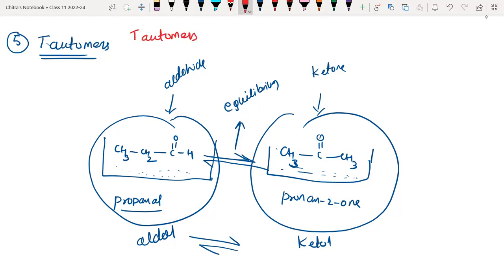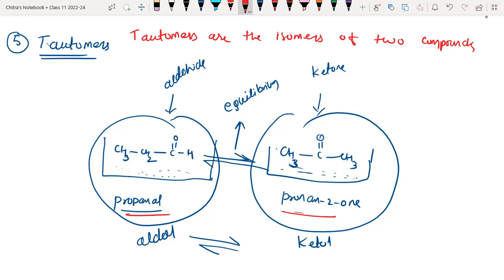They are the constitutional or structural isomers. Tautomers are the isomers of two compounds. Which two compounds? Ketone and aldehyde. Compound means ketone and aldehyde. Two compounds here we have taken, we can take alcohol and ether also, or we can take aldehyde and ester also, carboxylic acid and ester also.